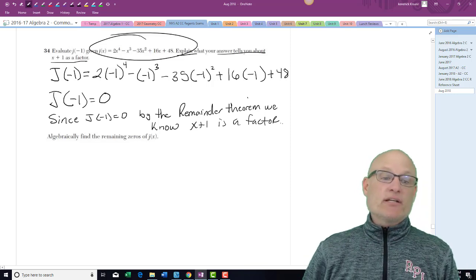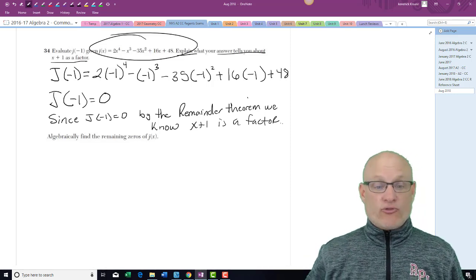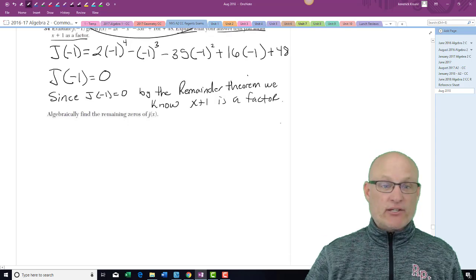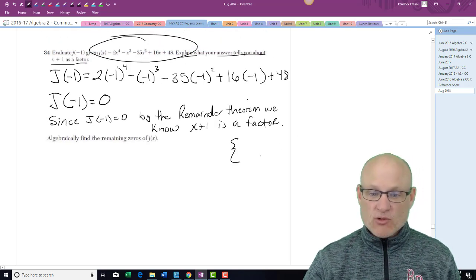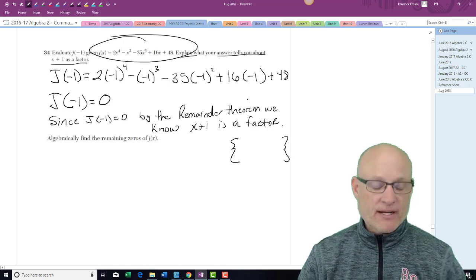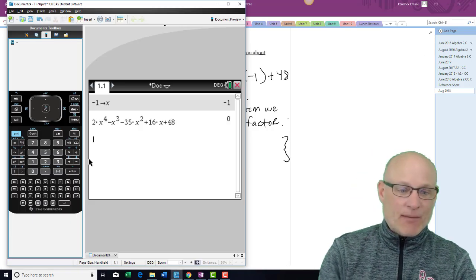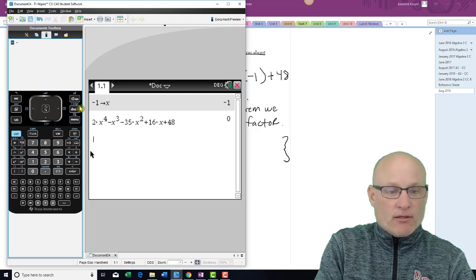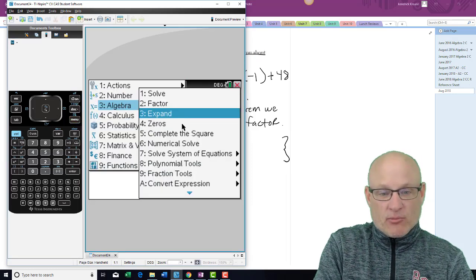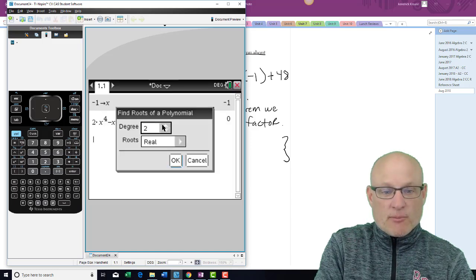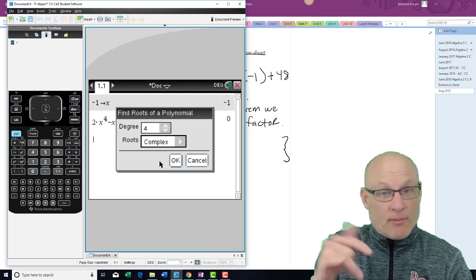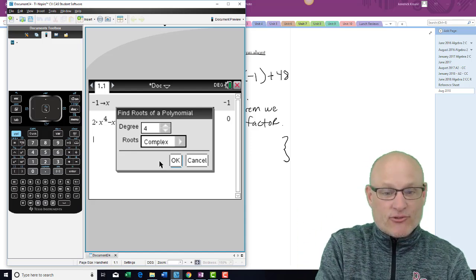So algebraically determine all the zeros of x. So we have to algebraically determine it. Now, I'm going to tell you right now, I'm going to find them right now. There are 4 of them. I'm going to find them right this minute, and I'm going to show you how. Menu 3 3 1. Now, mine's a little bit different. Polytools. Find the roots of a polynomial. This is a 4th degree polynomial. Always choose complex because we're in Algebra 2. We might get imaginary answers.